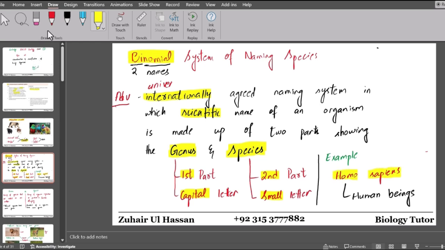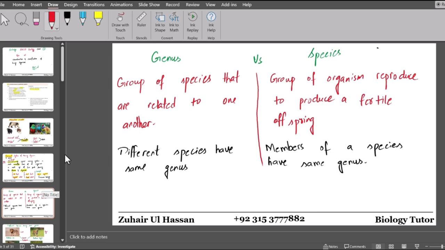Homo sapiens is used to represent human beings. Human beings will be represented by the scientific name Homo sapiens, whatever part of the world you are living in. So that is why it is an internationally agreed naming system. It is also known as a universal system of naming the species, and this is the advantage of this binomial naming system. Let us understand genus and species.